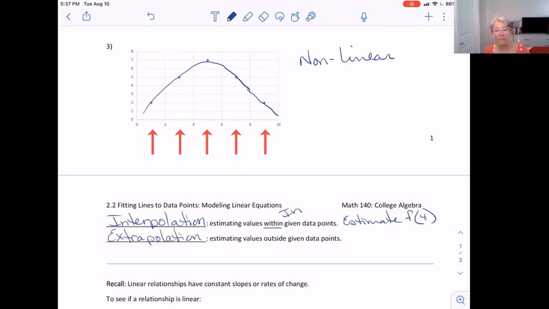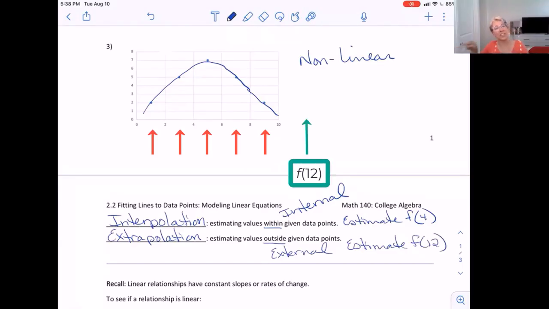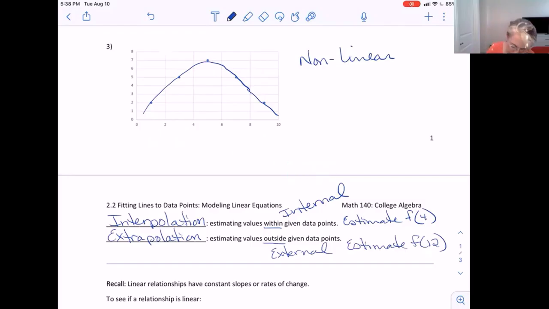Extrapolation is estimating values outside the given data points. So think of external. Within is internal, outside is external. So again, if we started at point 1 and had points through 9, if I try to estimate the function value at 12, then that's outside the data points that were given. So you have to be careful. Interpolation is generally okay. With extrapolation, you have to use caution. I caution you on going outside.